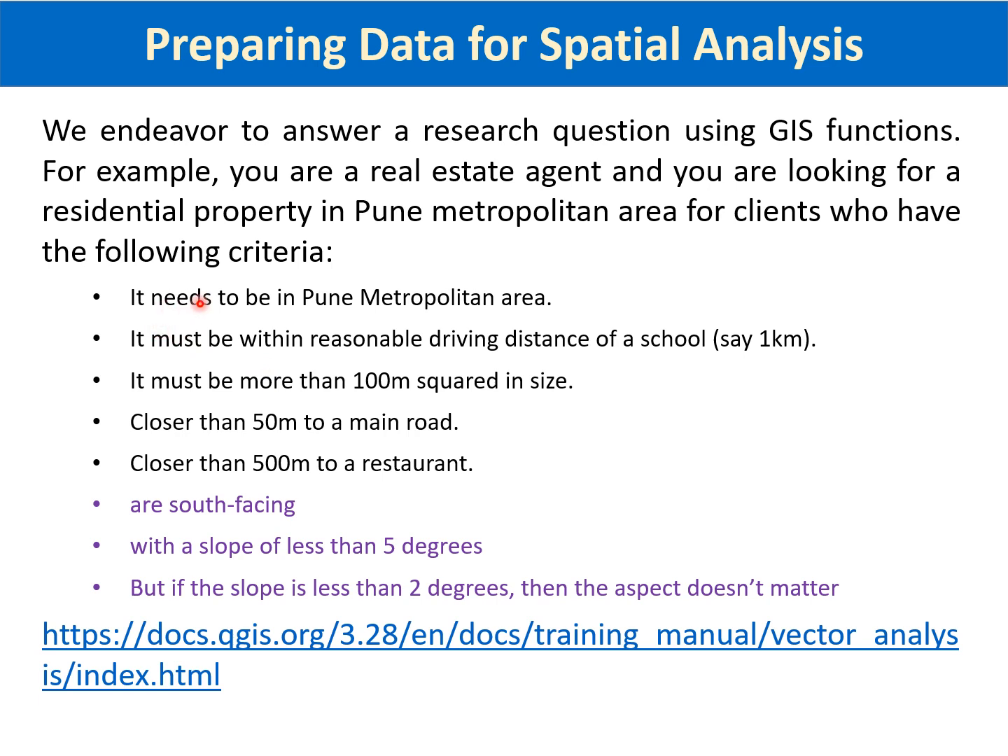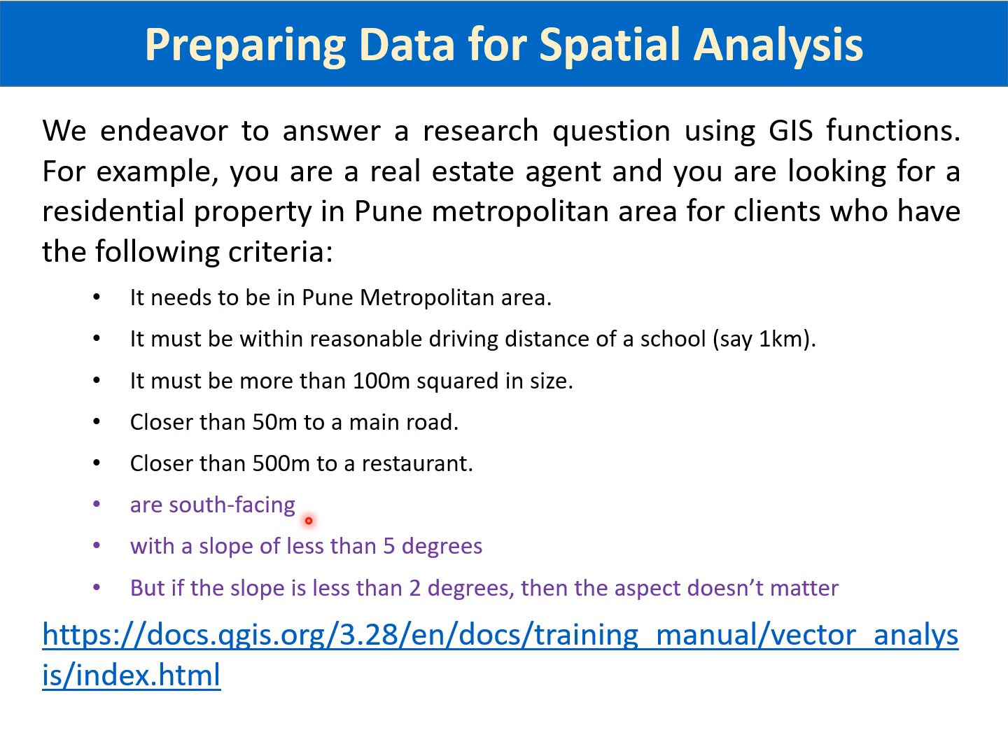So first of all, the residential property should be located within the Pune metropolitan area that we have defined. We will define the extent of the area, and it must be within a reasonable driving distance of a school, say less than 1 kilometer. It must be more than 100 square meters in size, the area of the building, and it must be closer than 50 meters to a main road, and closer than 500 meters to a restaurant, and it is south facing, say with a slope of less than 5 degrees, and in case the slope is less than 2 degrees, then aspect doesn't matter. That is, in which direction it is facing doesn't matter. So these are all the criteria that we have with us.